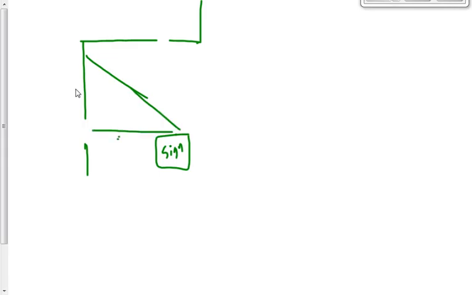There's a rope or a cable pulling in this way, and then there's a cable pulling in this way, and then there's gravity acting this way. How do we deal with that? How do we deal with these problems where there's more than one force acting, but they're acting in two dimensions?